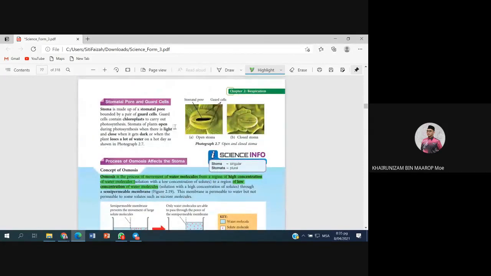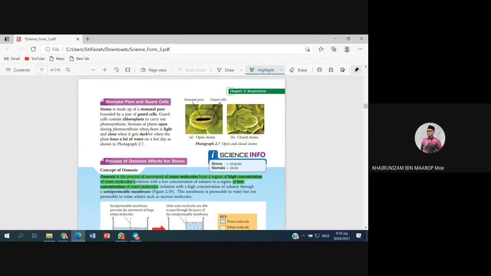During the night, the gut cell do not carry out photosynthesis. Remember, plant tidak membuat photosynthesis sewaktu malam. Tetapi dia buat apa? They do respiration because they use oxygen and release carbon dioxide. So that's we call respiration process.